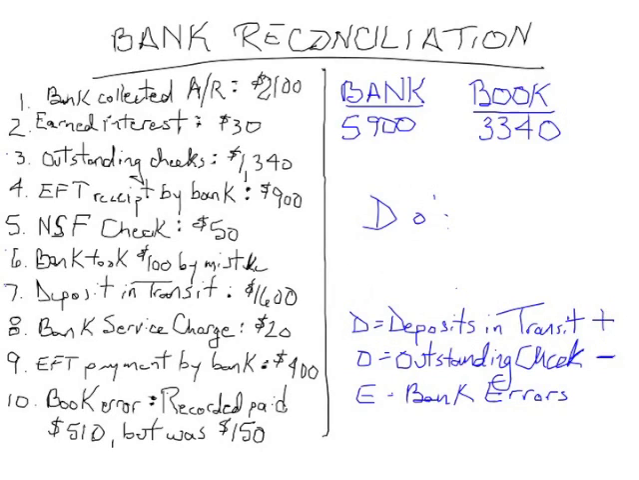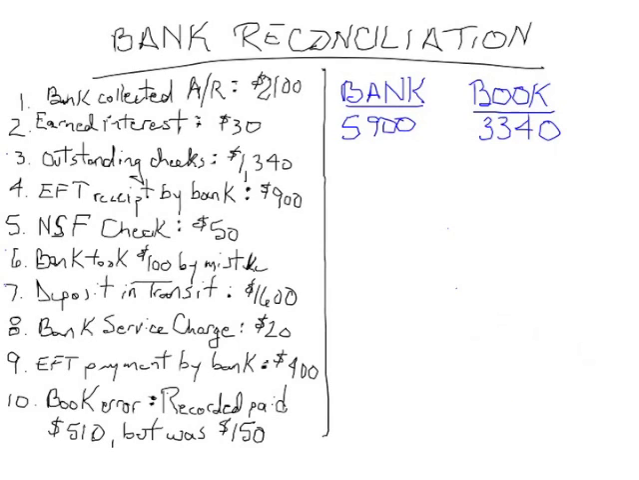meaning that everything else that we see on the list to the left is not going to be a change to the bank. It's going to be a change to our books. So let's circle all the DOE stuff.